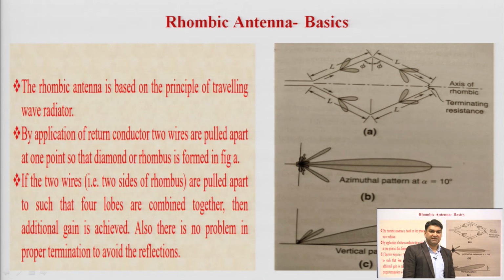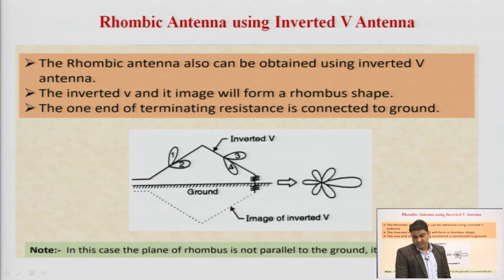These are some of the basics of the rhombic antenna: how it works and how the radiation patterns of the 4 directional wires are joined together to form the major lobe of the rhombic antenna. A rhombic antenna can also be framed using the inverted V antenna, and this rhombic antenna is generally different in terms of directional characteristics and design prospects too.